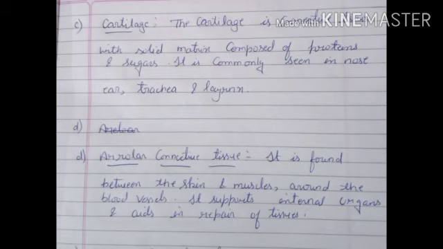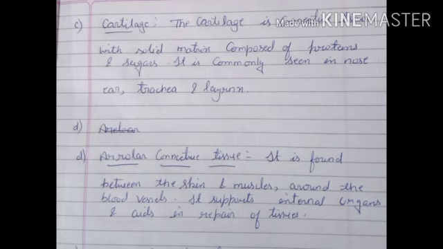Next we have cartilage. Cartilage is a connective tissue with a solid matrix composed of proteins and sugars. It is commonly seen in the nose, ear, trachea and larynx. Trachea is what? Trachea is known as our food pipe, and the larynx is a junction of our mouth and the food pipe.